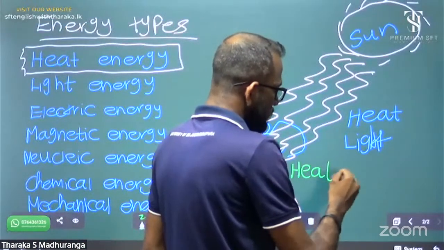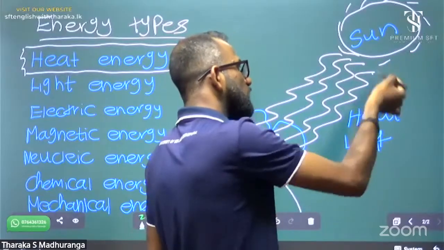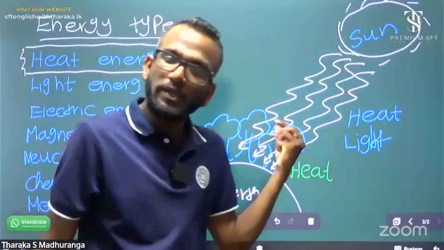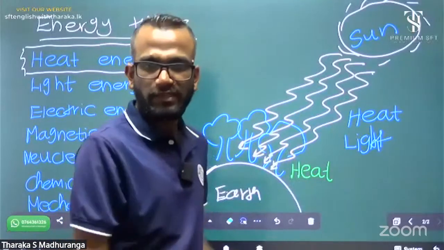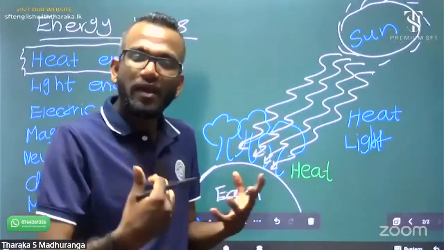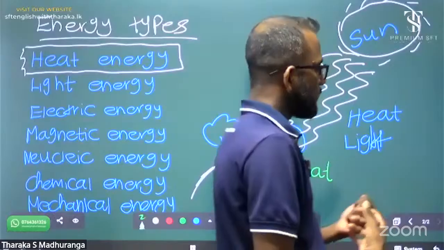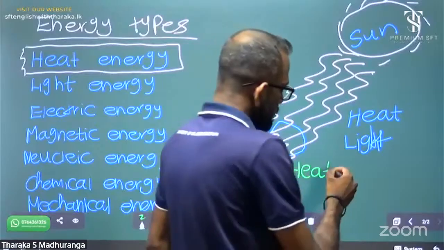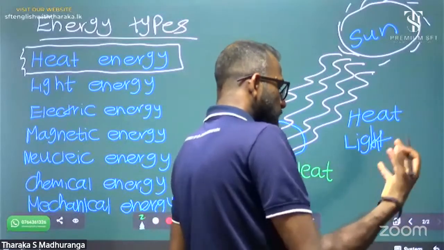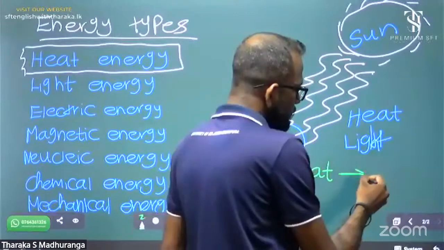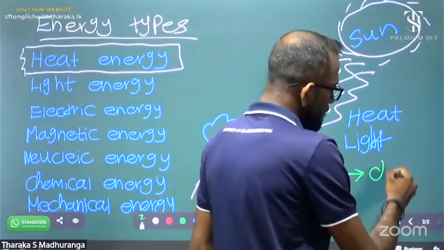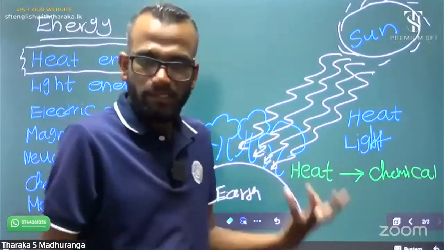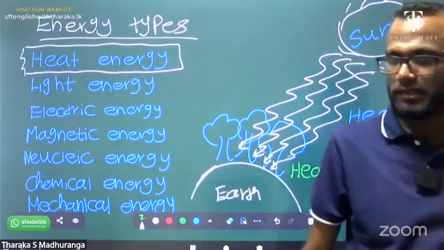Now, what happened? The light and heat energy, that means sun rays, sun energy, absorbed by plants, and they do their chemical reactions and their metabolic activities, the respiration and their food production process. In these chemical reactions, respiration, photosynthesis, heat energy converts into chemical energy.